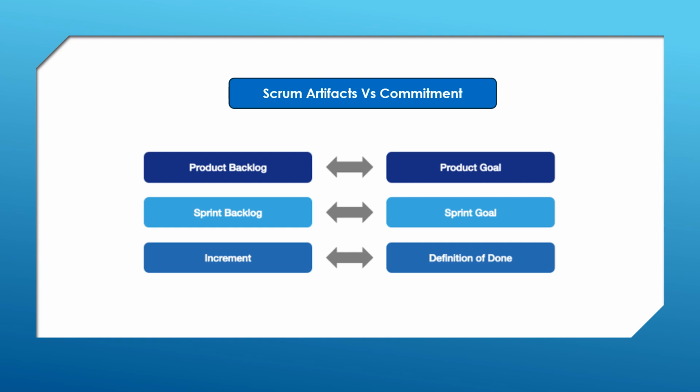Each artifact contains a commitment to ensure it provides information that enhances transparency and focus against the progress being measured. For the product backlog, it is the product goal. For the sprint backlog, it is the sprint goal. For the increment, it is the definition of done. These commitments exist to reinforce empiricism and the Scrum values for the Scrum team and their stakeholders.